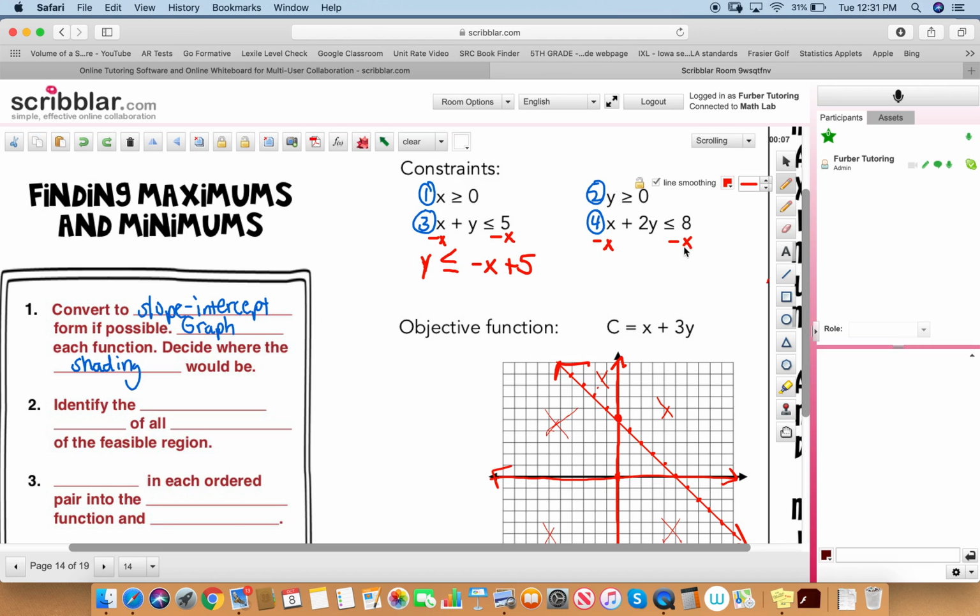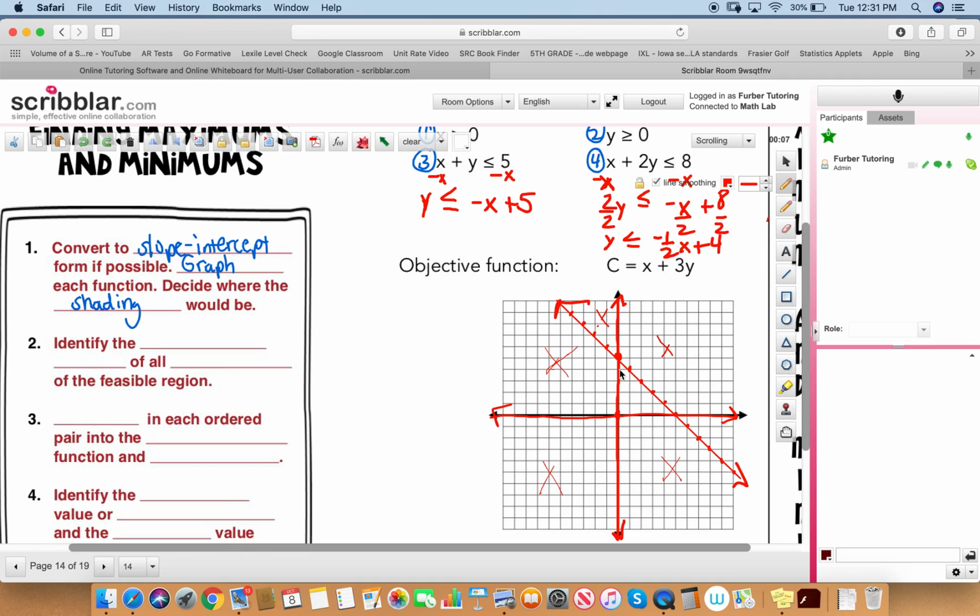So I'm going to do the same thing I did before. 2y is less than or equal to negative x plus 8. Divide by 2. We get y is less than or equal to negative 1/2 x plus 4. So plus 4 is right there, just slightly below the other y-intercept. And then the slope is negative 1/2. So down 1 to the right 2, down 1 to the right 2, down 1 to the right 2, down 1 to the right 2, down 1 to the right 2.